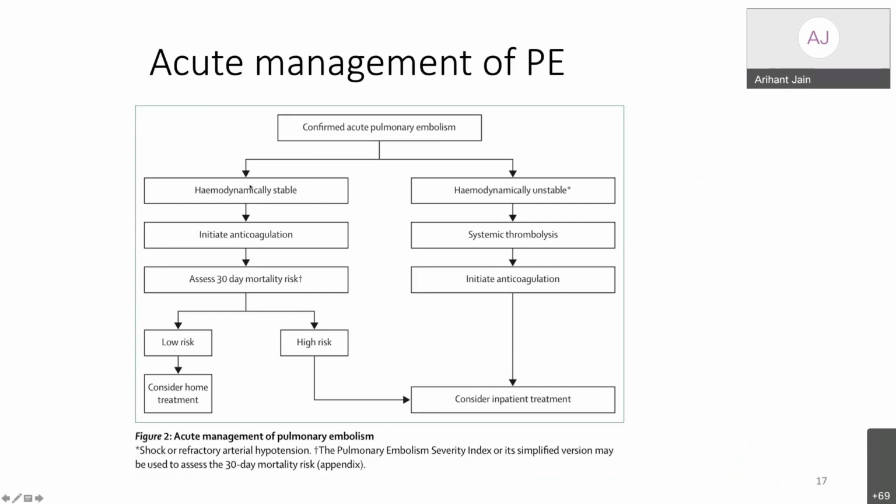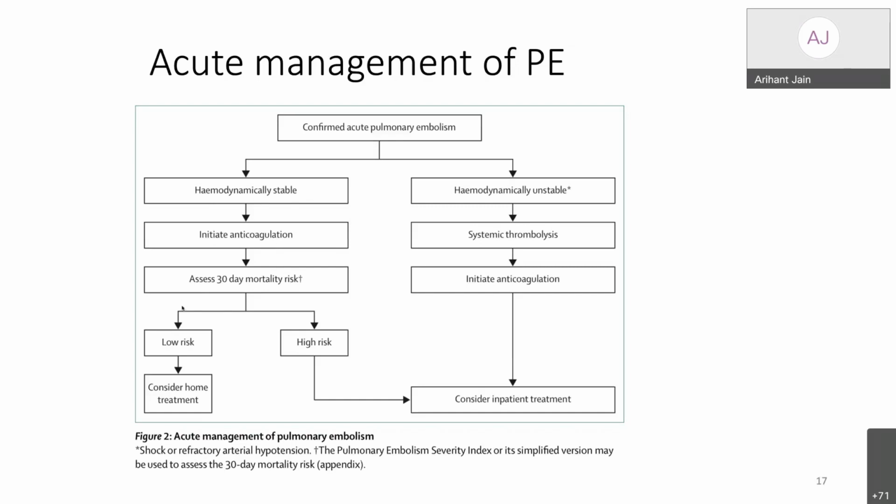So you diagnose a pulmonary embolism. If the patient is hemodynamically stable, then you initiate anticoagulation. Then the next question which comes is whether we can discharge the patient or not. For that, you should always be using a 30-day mortality risk scoring. The PESI score, Pulmonary Embolism Severity Index, is a common tool which we can use. And if the PESI score says that it is low risk, you can typically discharge the patient.